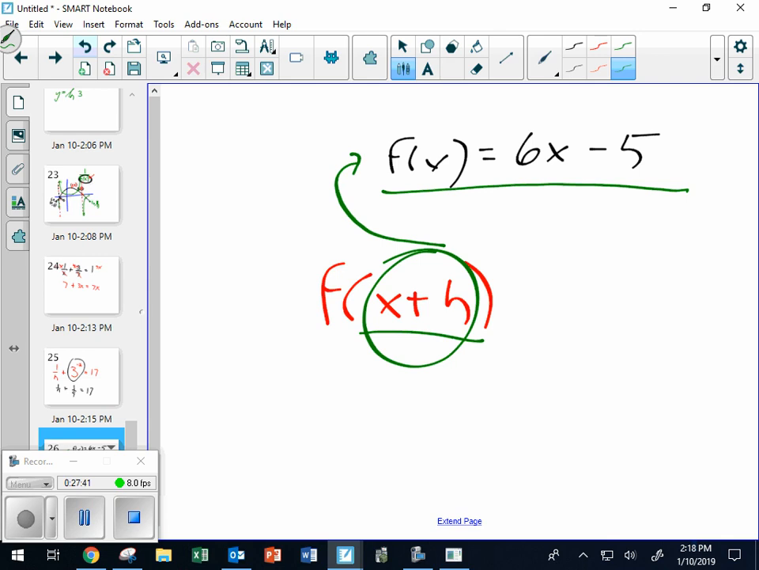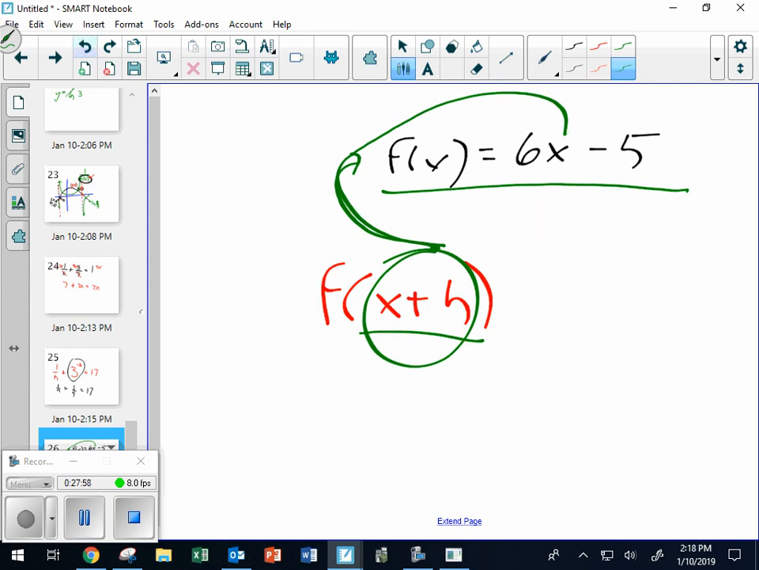Well, where would it go? Where do things always go? Into the variable. So this will be 6 times x plus h minus 5. Now what if that was squared? Well, then you'd have to square it. Okay, and you multiply it all the way out and you'll get an answer.